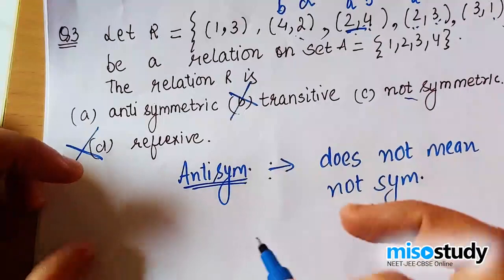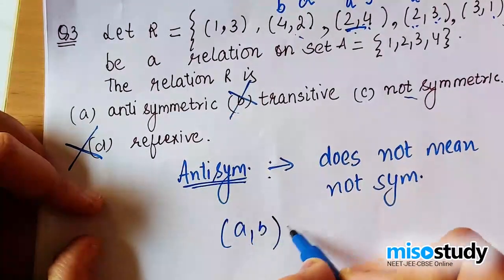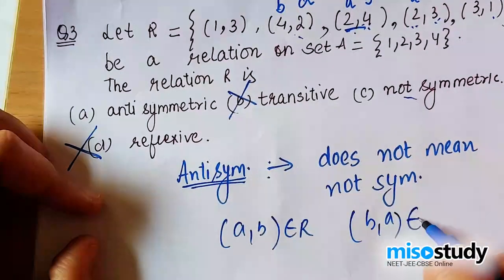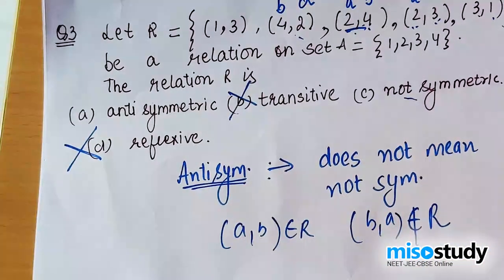Now what is the meaning of antisymmetric? If you have (A,B) belonging to R, you must not have (B,A) belonging to R. (B,A) should not belong to R. I am sure you are very confused about this statement. For example, let me brief it to you. For example, you have (1,2) belonging to R.